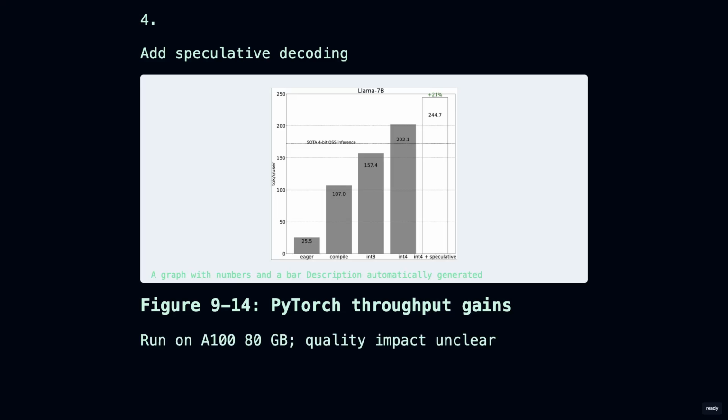The experiment was run on an A100 with 80 gigabytes of memory, so the results reflect a high-end GPU setting. One caution is that the source does not clearly report how these optimizations affected output quality, which matters when judging the trade-off.